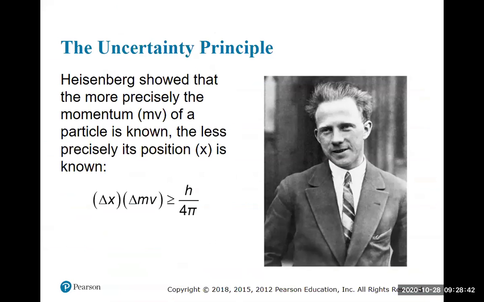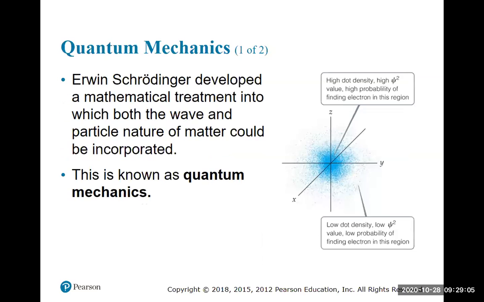Then we got to the Heisenberg uncertainty principle. What Heisenberg demonstrated is that the more precisely you know the momentum, the less you know about its position. This is the uncertainty principle. Schrodinger then took that information and developed some math, and this is the stuff you're going to look at in the lab this week.